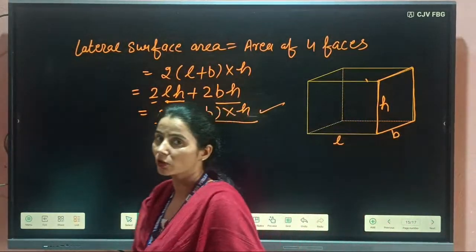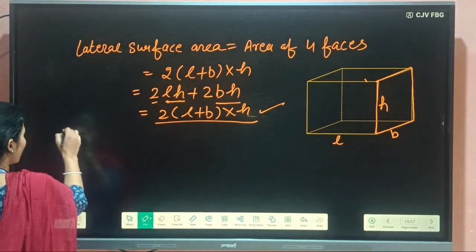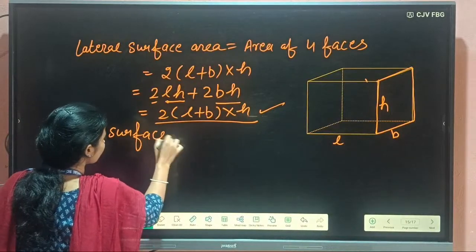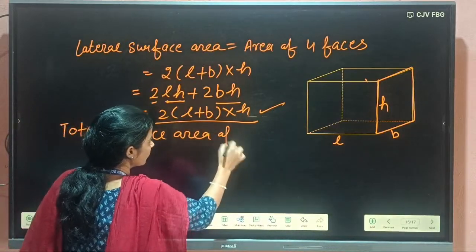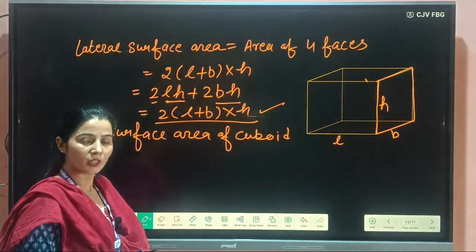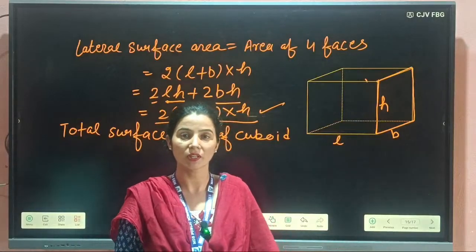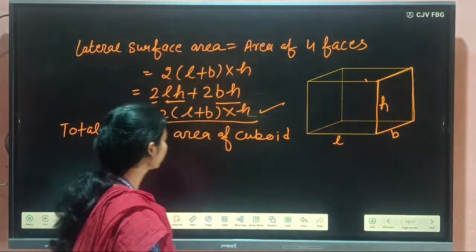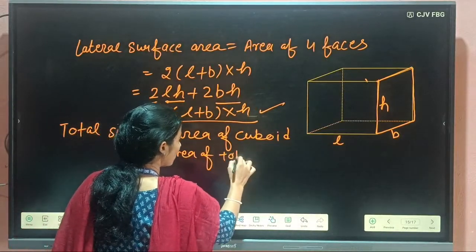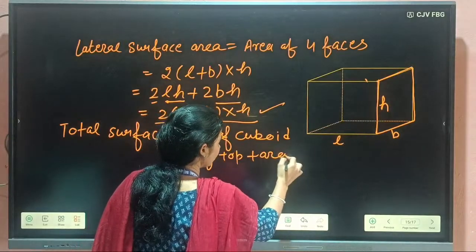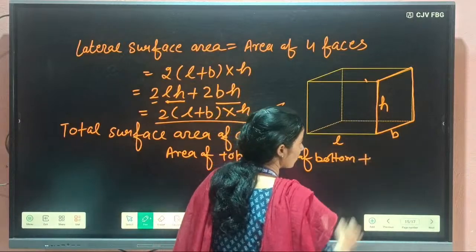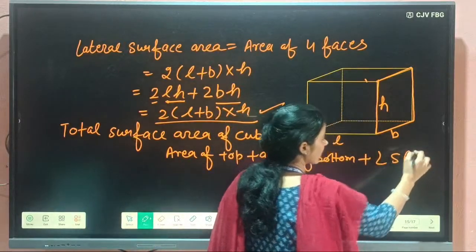Now I want to find out the total surface area of cuboid. Total surface area of cuboid. Let us see what it will be. It includes lateral surface area plus area of top and bottom. Area of top plus area of bottom of cuboid plus its lateral surface area.